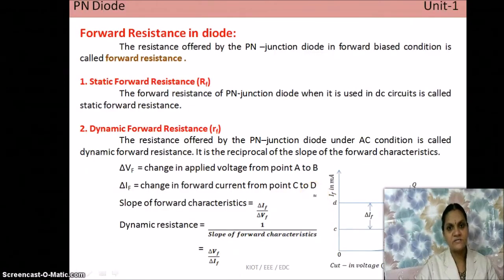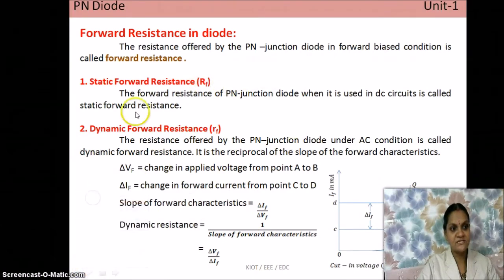The next topic is the resistance in a diode. Normally when you consider resistance, there are two types of resistance that exist in a diode. One is forward resistance and another one is reverse resistance. Forward resistance is nothing but the resistance existing in the diode when it is operating under forward bias condition. The resistance in forward bias condition is called diode forward resistance. And this diode forward resistance can again be classified into two types. One is static forward resistance and another one is dynamic forward resistance.